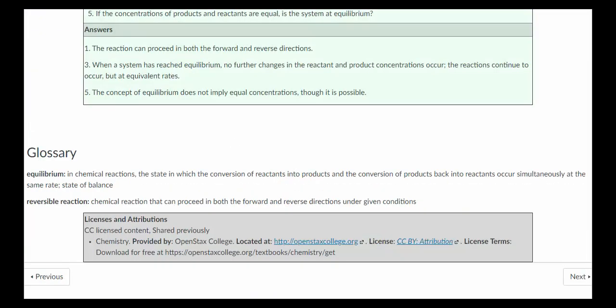So an equilibrium is established when there is a chemical reaction in which the conversion of reactants into products and the conversion of products back into reactants occurs simultaneously. That's at the same time, at the same rate, and there is a state of balance. Now, this will only occur with reversible reactions. That is, a chemical reaction that can proceed in both the forward and the reverse or opposite direction under given conditions. So as we write out a chemical equation, we have reactants on the left forming products, but then we can also form the reverse of the products forming reactants.